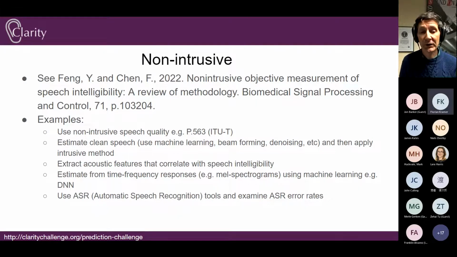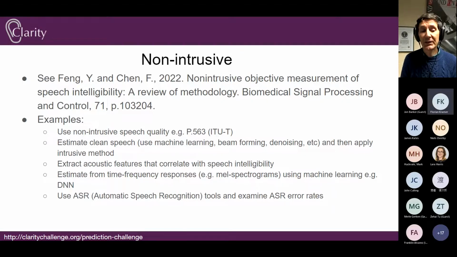An approach that I was involved in on one paper is you take the speech and noise, so you've just got the degraded speech, and you estimate the clean speech from that. So you can use beamforming, denoising, some machine learning technique to make an estimate of the clean speech from the speech and noise. And then you've got both the clean speech and speech and noise, so you can apply an intrusive method to get the speech intelligibility. You could take the time frequency responses, let's say MEL spectrograms, and use some machine learning approach, and obviously deep neural networks would be one thing that people would think about using.